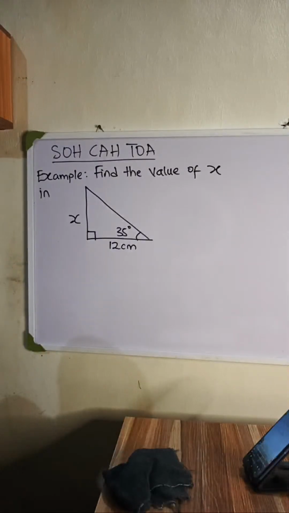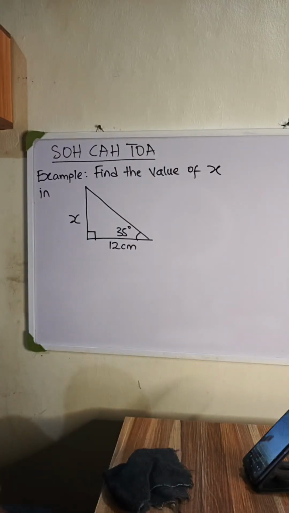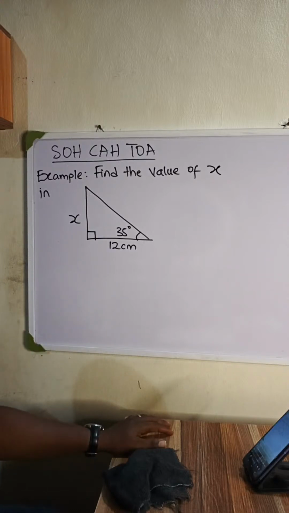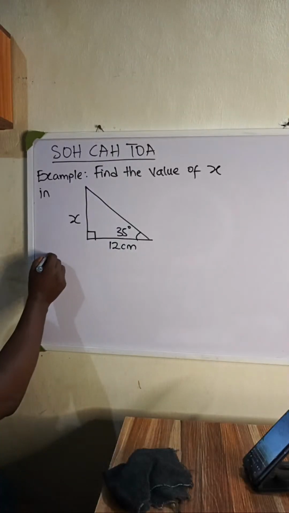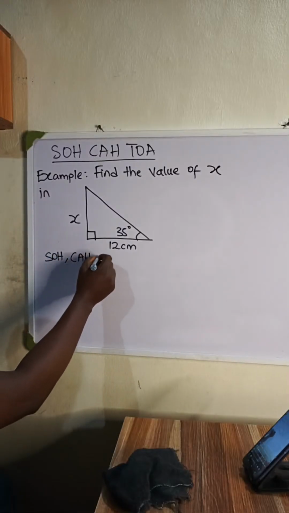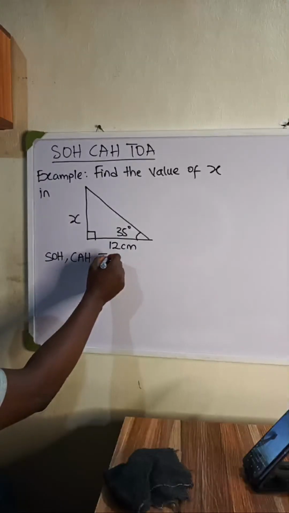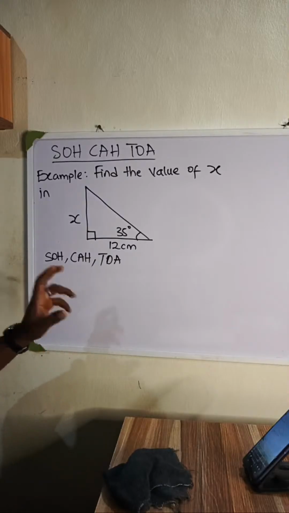So remember, we need to confirm that it is a right angle triangle. How do we confirm it? First, one of the angles must be 90 degrees, right? So since this is 90 degrees, we know that this is a right angle triangle. Okay. The next thing we are going to check is, what are we going to use? Are we going to use SOH? Are we going to use CAH? Are we going to use TAN or TOA? Okay. So it depends on the values we are given.